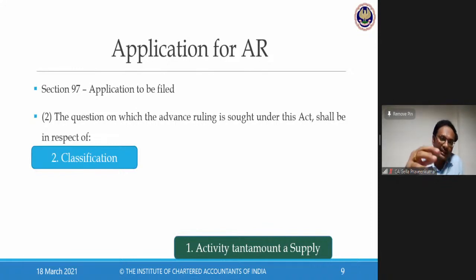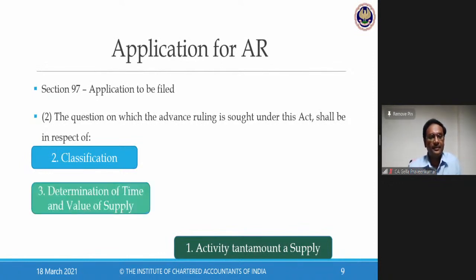So I know that this particular tender value of 20 crores is a supply of goods or supply of services. Now, assuming it is a supply, how do I classify that? Should I classify it as a supply of goods, or is it a supply of services? I got an answer for that also.